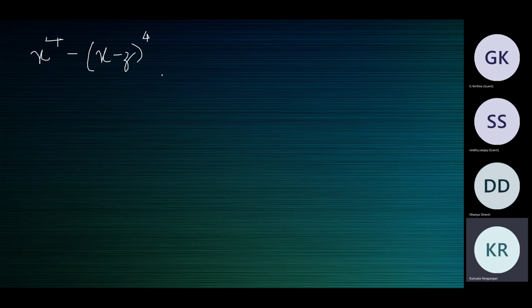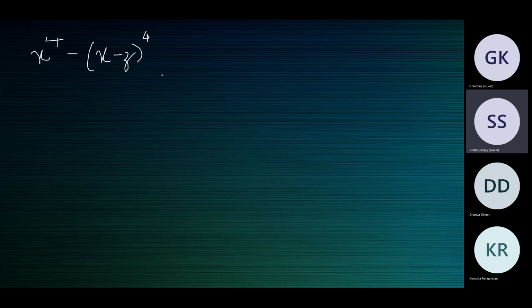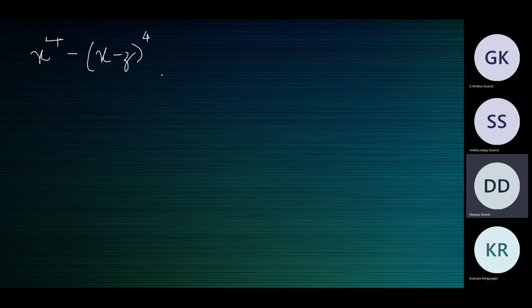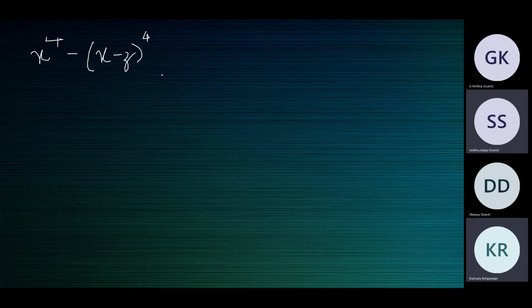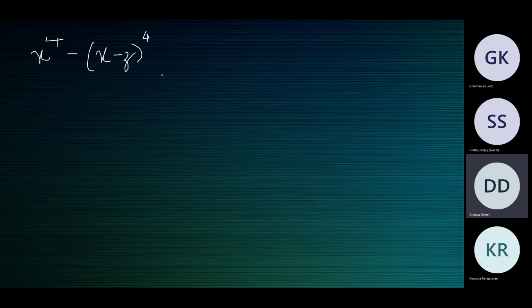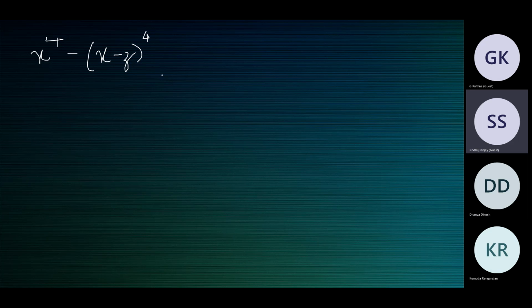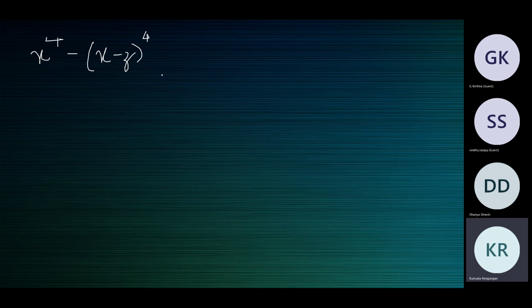Yes, how do we do this, children? How many terms are there? Two terms, ma'am. They're separated by a plus or a minus symbol? Minus sign. So you feel it's of the form x square minus y square, a square minus b square. The power is 4, but we are going to show that it's of the form a squared minus b squared.